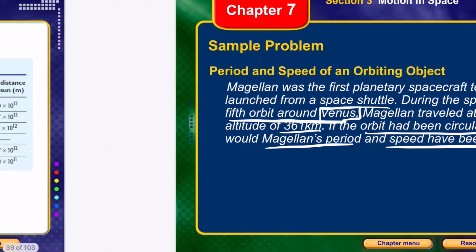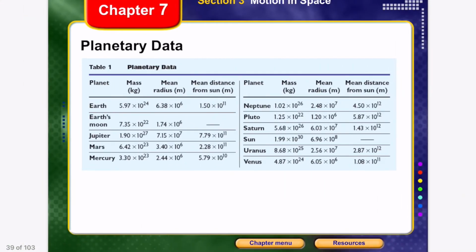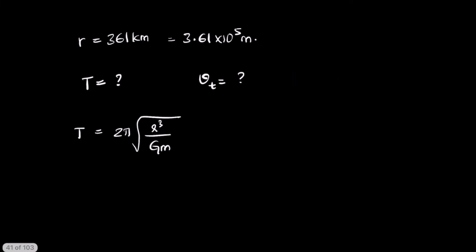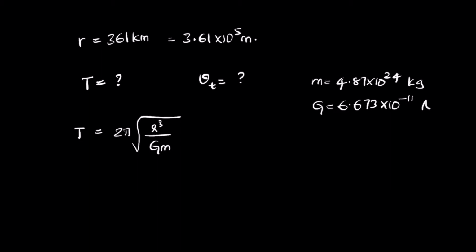So the mass of Venus from this data here is 4.87 times 10 to the power 24. So m here is 4.87 times 10 to the power 24, and we have the G value, which is 6.673 times 10 to the power negative 11. This is kilograms, this is Newton meter square per kilogram square.